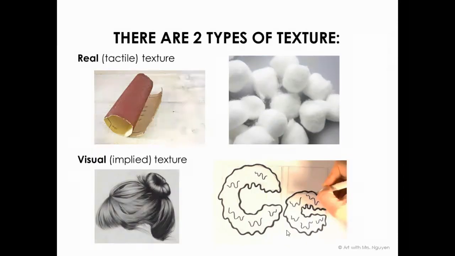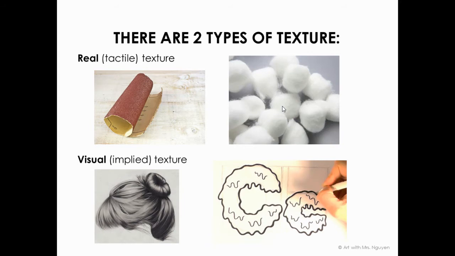There are two types of texture, real and implied. So for real texture, real tactile, meaning it's touchable texture, you can actually feel the texture. So take a look at the left image on the top. You've got sandpaper. If I were to touch this, it would actually feel scratchy to the touch. On the right, you've got cotton balls that would certainly feel soft and fluffy if you were to touch those.